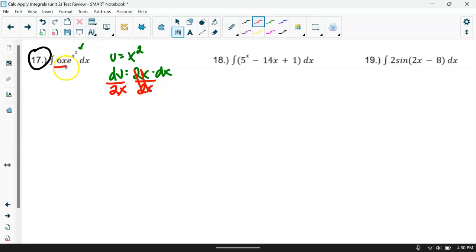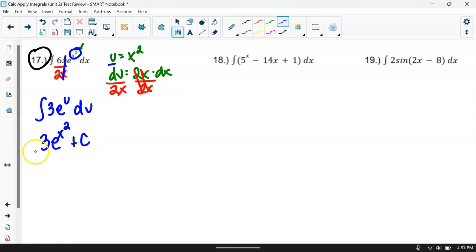So that's why here we need to divide 6x by 2x. Now notice here, the x's will cancel out, and so that's why we're just left with 3. Then times e. Now remember, right, x squared is now u. So 3e to the u du. So now we're going to find the integral. Well, that's just 3 times e to the u, and u was x squared plus c. And that is our integral here.